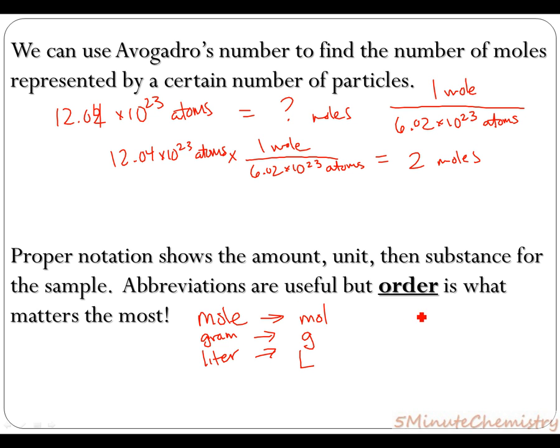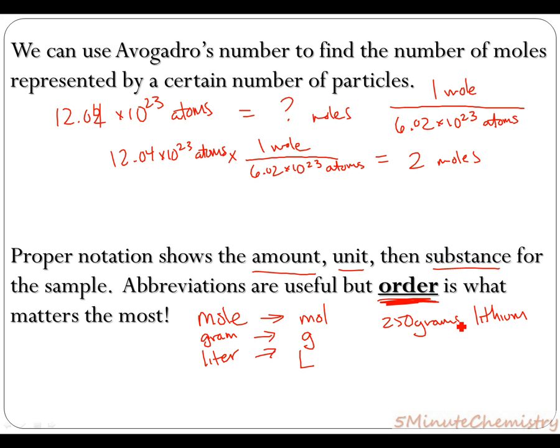However, more important than abbreviations is the order that you write your sample notation. So this is our order. You have to give the amount, the unit, and the substance. Amount, unit, substance. So if I have 250 grams of lithium, so 250 grams of lithium.